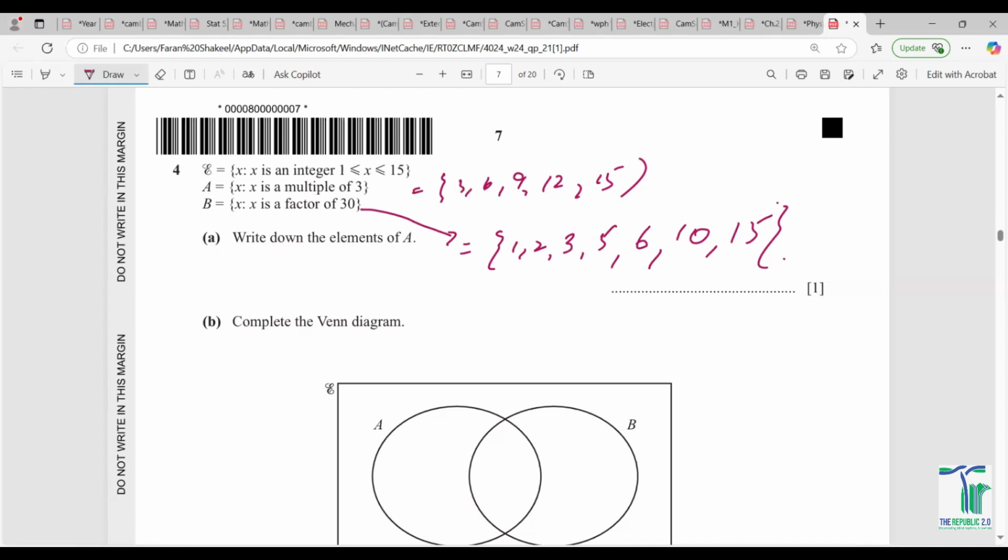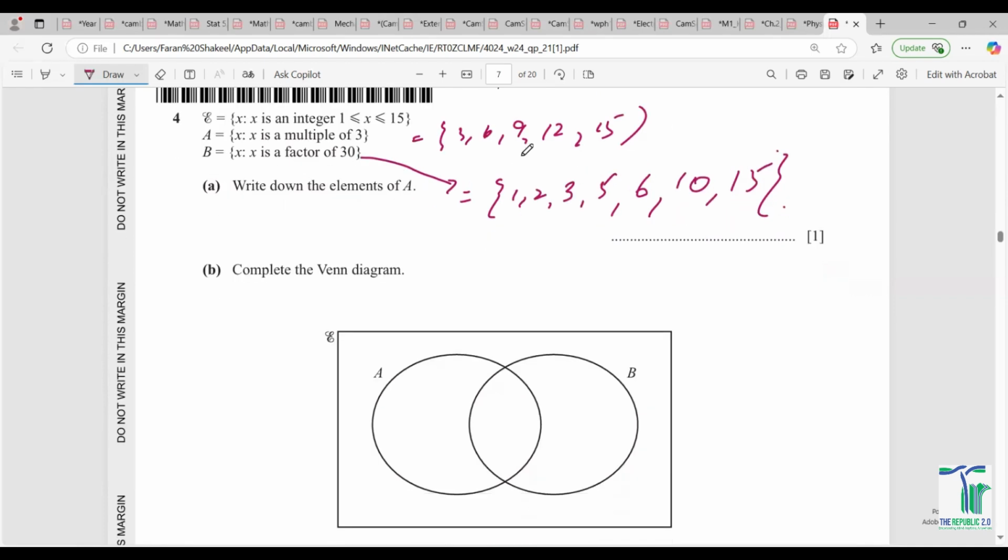Now we need to complete the Venn diagram. So first of all, think about the common elements in both of them. The common elements between them are 3, 6, and 15. So just write them over here, 3, 6, and 15. And now the rest of the elements: with 3, 6, and 15 out, in A we've just got 9 and 12. With 3, 6, and 15 out, in B we've just got 1, 2, 5, 10. Right? So these are the elements.